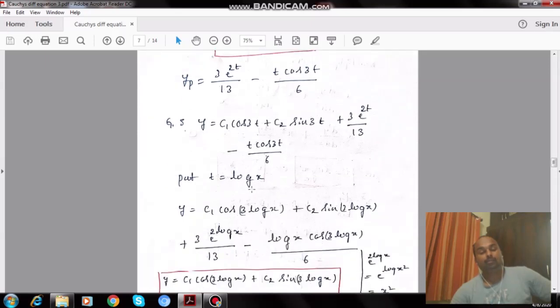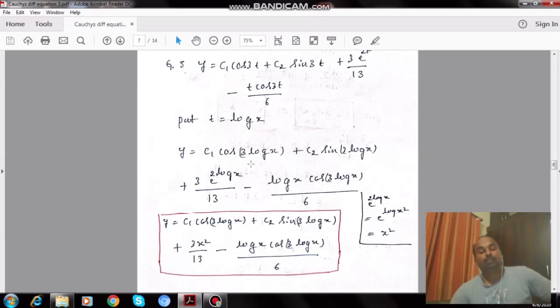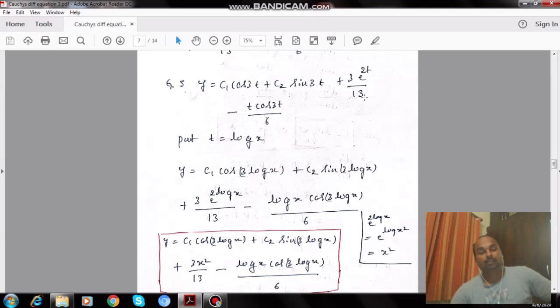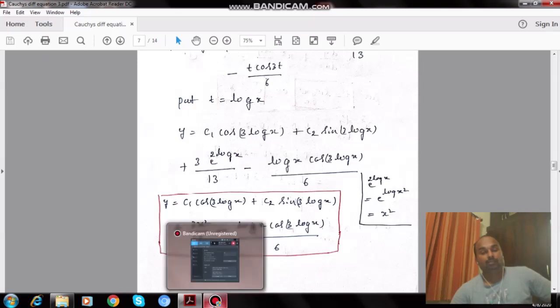Put t equals log x, so that y equals C1 cos 3 log x plus C2 sin 3 log x, plus for e power 2t, t is log x, and for the last term, t cos 3t means log x cos 3 log x by 6. And you can observe this, e power 2 log x can be written as e power log x square, which will be x square, so I will substitute that here. So this is about the method.